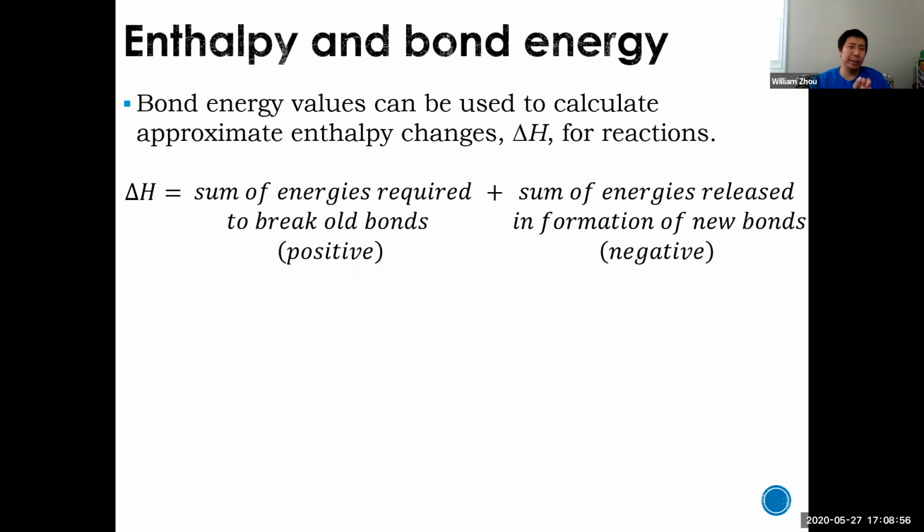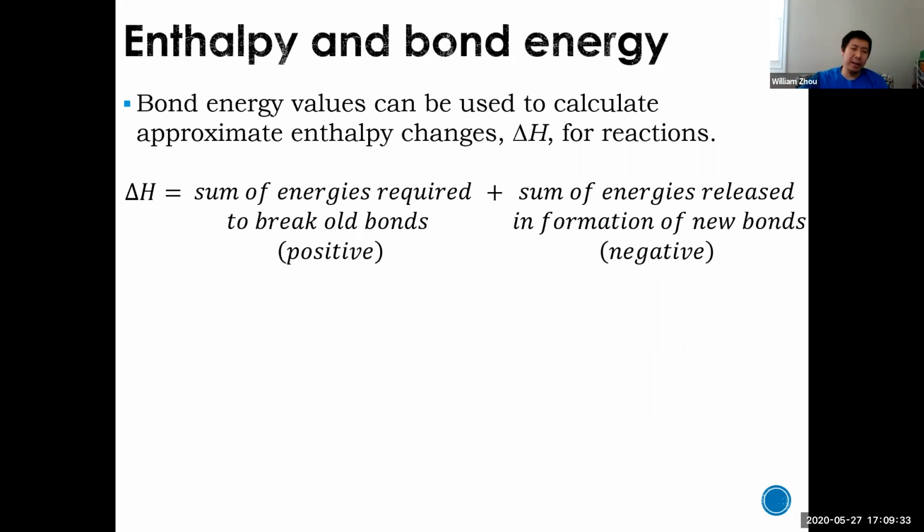So how do we calculate enthalpy using bond energy? It's actually very simple. The enthalpy change, delta H, the only thing we're concerned with, is simply the sum of the energy required to break all the bonds plus the sum of the energy released in forming the new bonds. So how much energy you need to break up all of the bonds, plus the amount of energy you will release after you assemble it again. That is delta H.